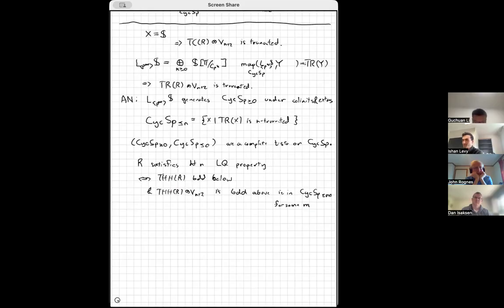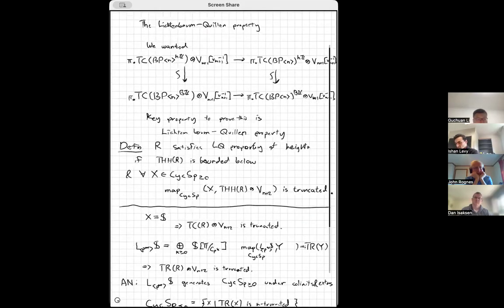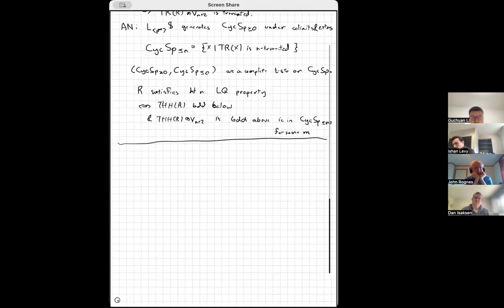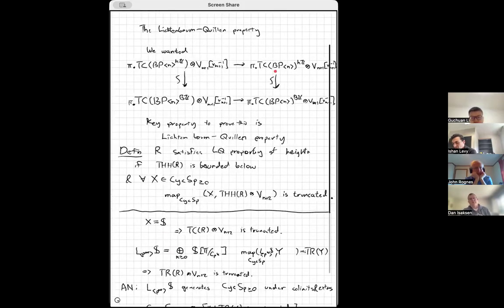Okay, but the question I really want to answer today is, why is this relevant? Why does this help us prove this kind of square that we wanted? The first thing I want to point out is that the square above that we're trying to prove is quite subtle, for the following reason. The square above is a square which has isomorphisms at the level of homotopy groups. But these isomorphisms at the level of homotopy groups don't actually come from an isomorphism at the level of spectra.